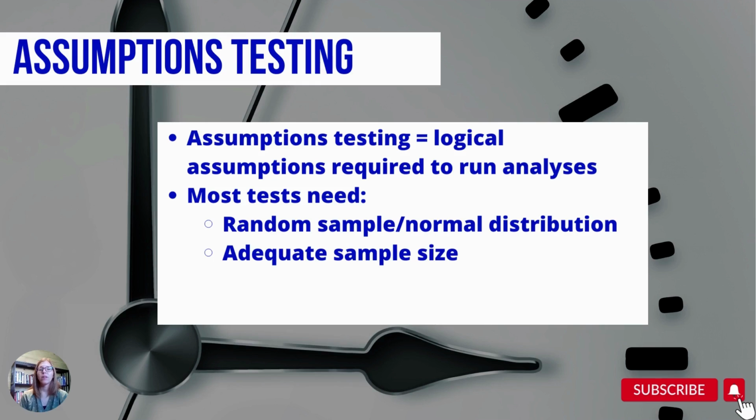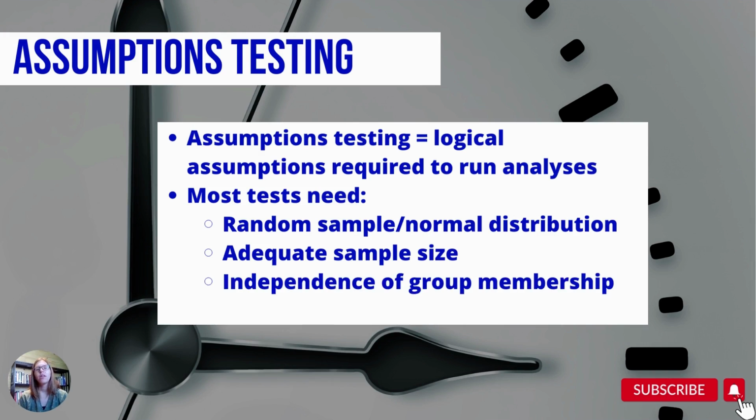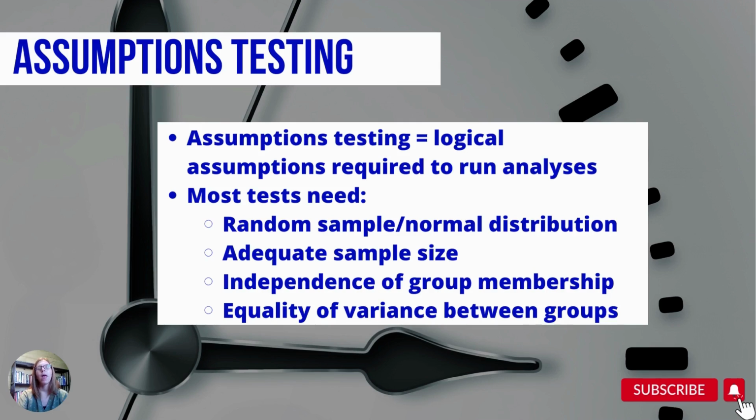You also need an adequate sample size, and that varies by the test, so you want to look that up. There are even calculators that can help you determine how big of a sample you need, depending on what you're trying to do. You also need independence of group membership. If you're comparing groups, no one participant can be in more than one group. And you need equality of variance between your groups. So you can't have one that's all super close to the mean and another that's super spread out, because then there's something different about your groups that's not being accounted for.